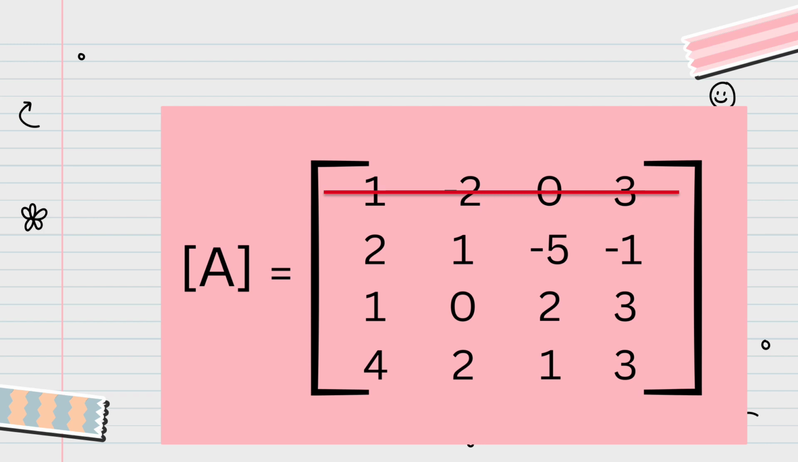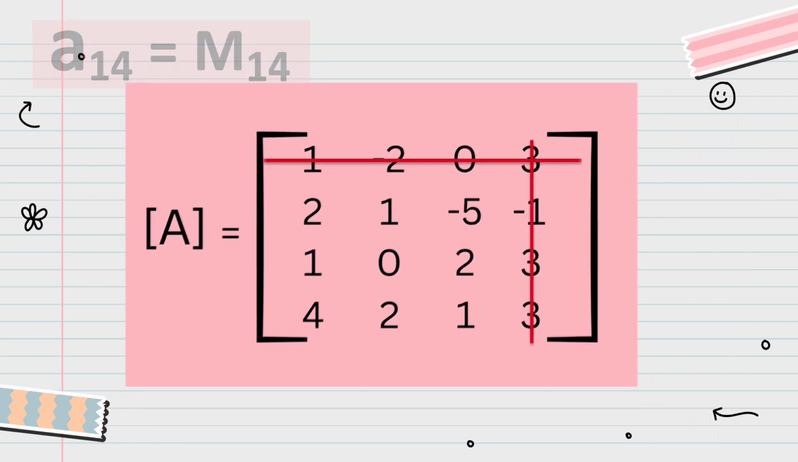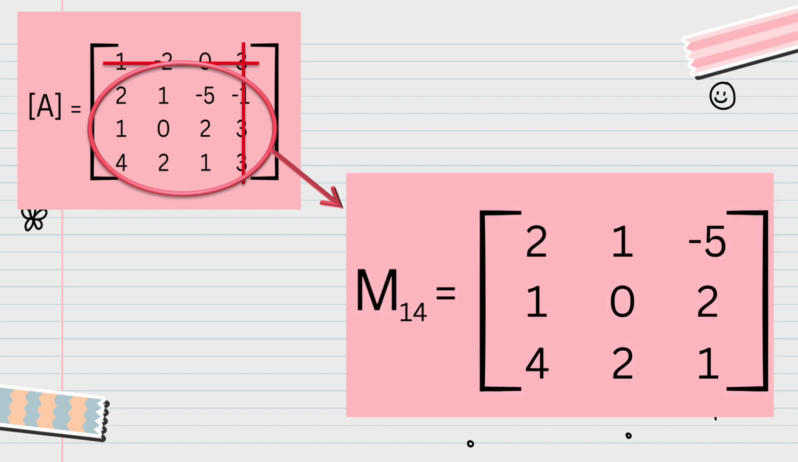So again, A14 is equal to M14. Since we have already deleted the row 1, let us now delete the last column. So after crossing out the row 1 and the column 4, all we have left is M14, that is equal to 2, 1, -5, 1, 0, 2, 4, 2, and 1.